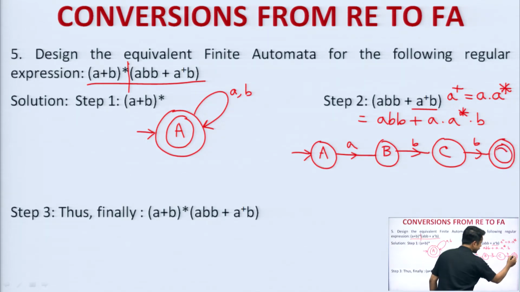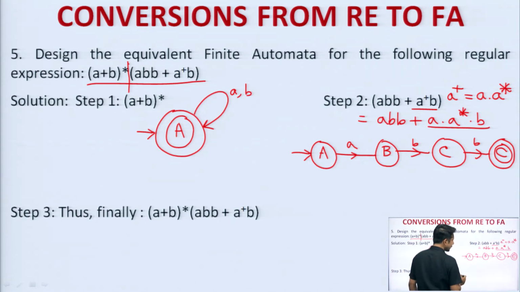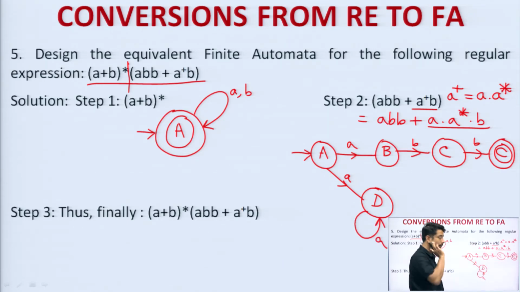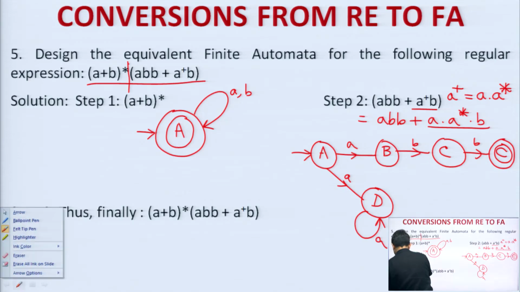Now, somehow we have to reach the same state with this expression also, right. So, what I have to do, A, then A dot A, then I have to take one more state, say suppose let us say D, and here I have to take a self loop for A. Okay, I hope it is clear to everyone, and let me draw a little bit higher, so that it will be easy for you to understand.